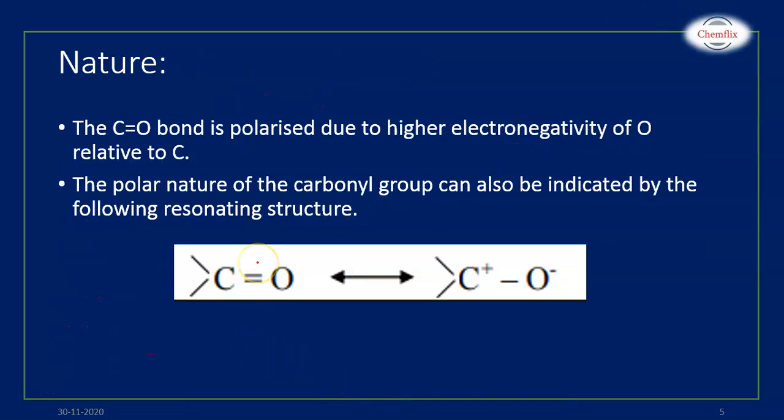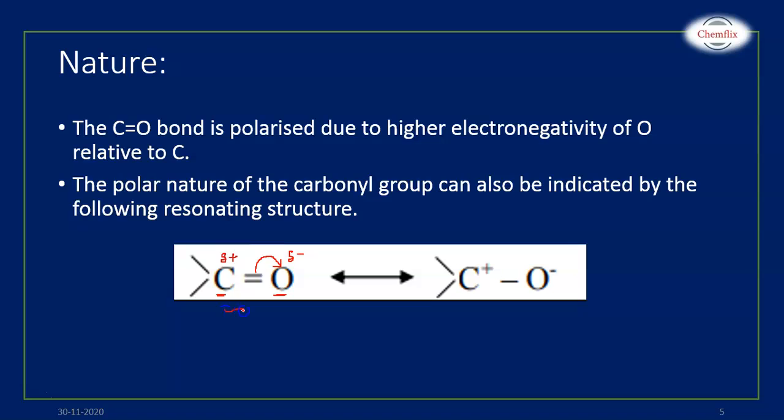We just discussed the shape and the hybridization, and now we are going to discuss the actual nature of this carbonyl group. This C double bond O bond is polarized due to the higher electronegativity of oxygen relative to carbon. Oxygen is highly electronegative compared to this carbon. Therefore, it attracts the shared electron pair towards itself and acquires a partial negative charge. Therefore, of course, this carbon gets a partial positive charge.